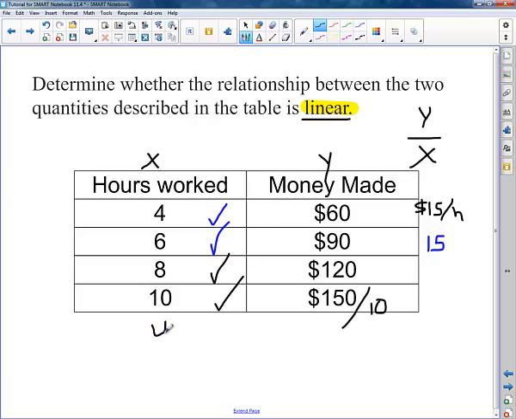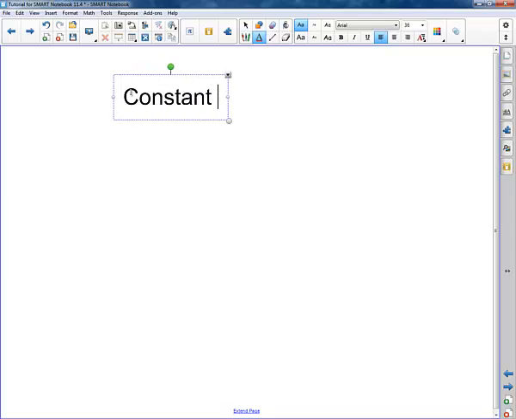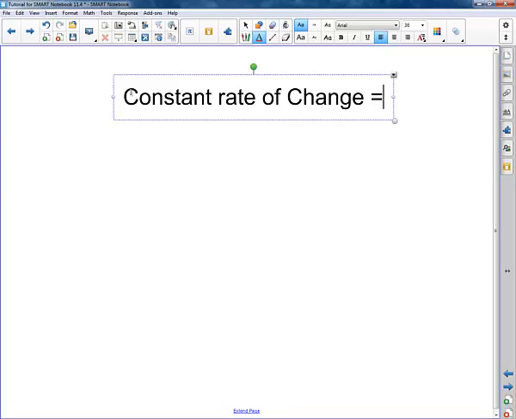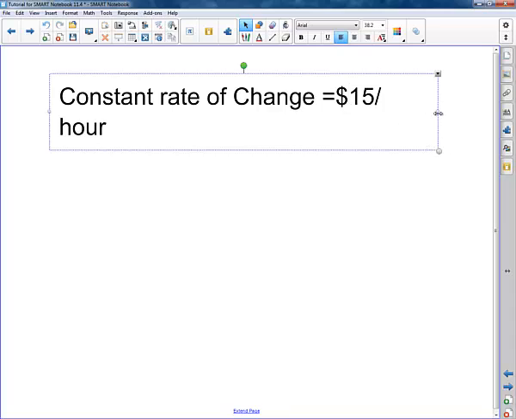So I would write yes. It is linear. Because as I divided each of the outputs by the input, I got a relationship of $15 per hour for each and every one of these. Okay, so that would also be the constant rate of change. And for this problem, when we took our dollars divided by the hours, we got a number of $15 per single hour. Okay, so was it linear? Yes. What was the constant rate of change? The constant rate of change was $15 per hour.